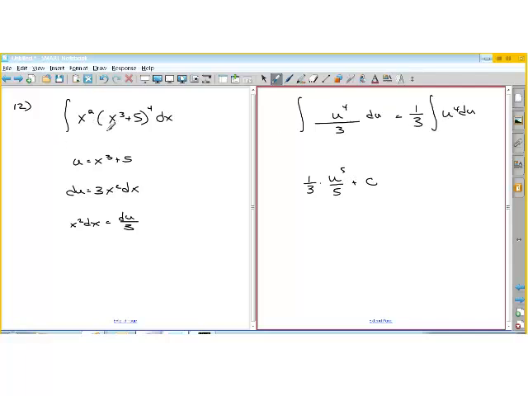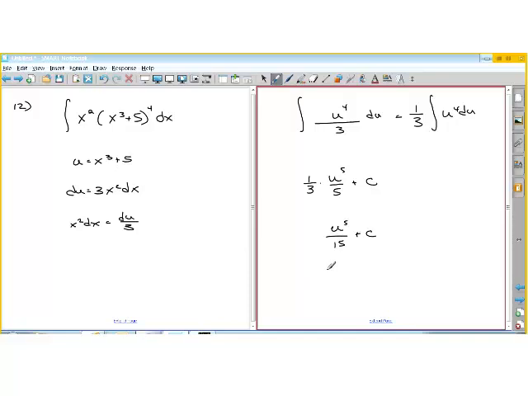So we integrated. We started with the function of x. We have used the substitution to rewrite the equation in terms of u. We've integrated in terms of u. And now we have the final answer, except that it's in terms of u, and we want to go back to x.